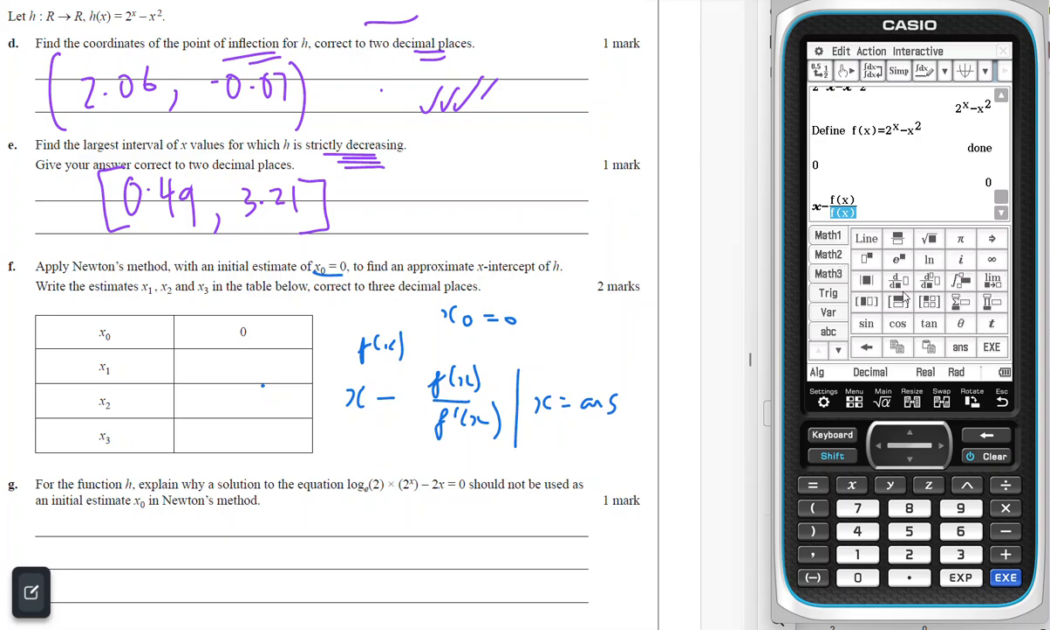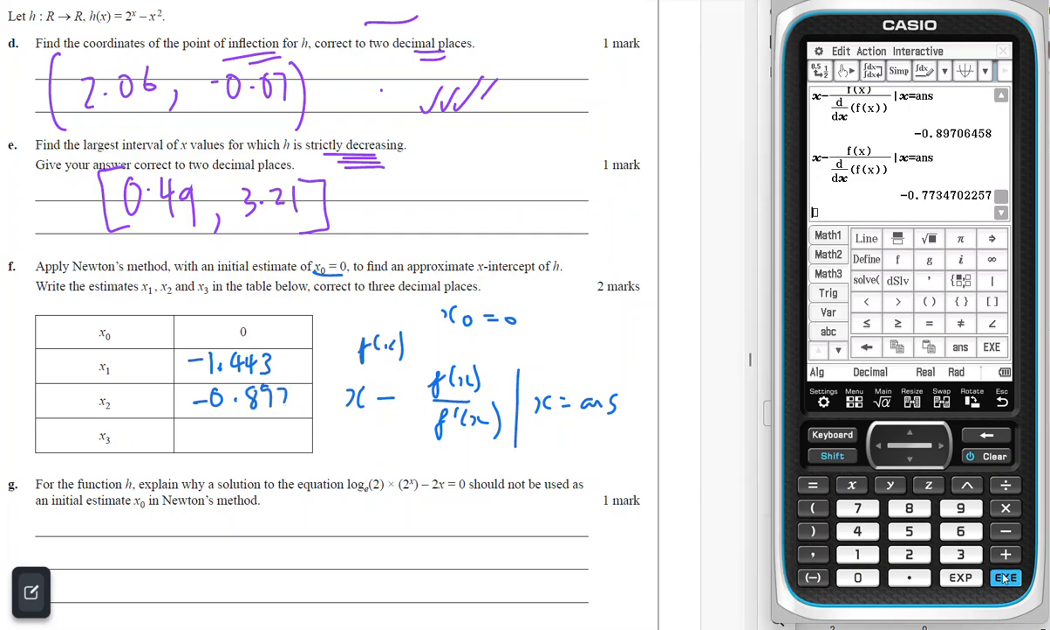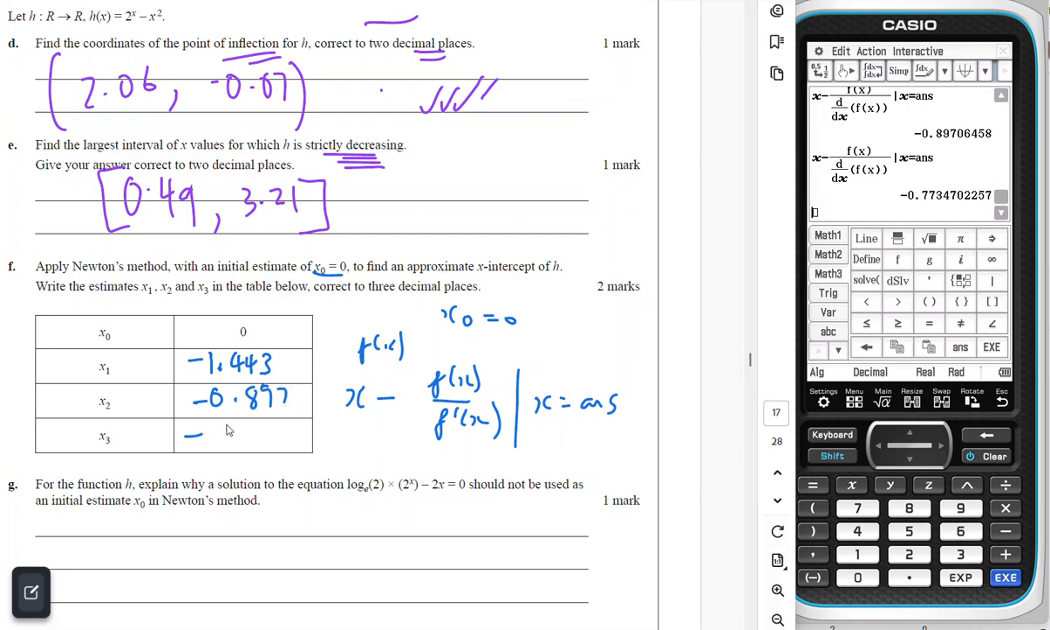But because I wish to recalculate this every time, I'm then going to say math 3 given x equals the last answer. Now make sure this is in your bound book if it's not already. So my first iteration, I'm going to get negative 1.442603. In the next iteration, negative 0.897. And in the third one, negative 0.774.